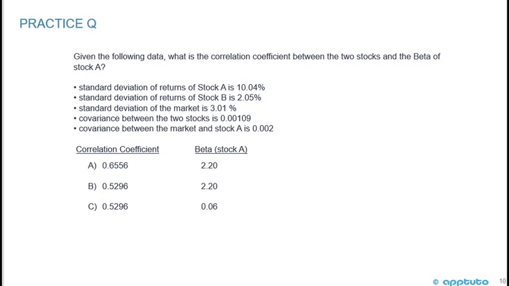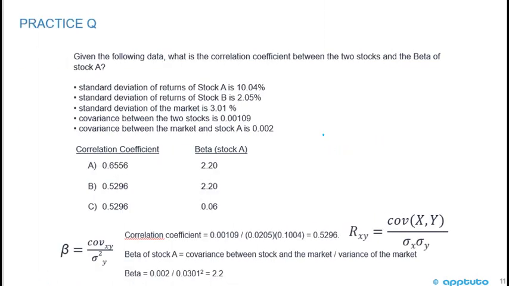where the correlation coefficient between the two stocks is 0.5296, and the beta of stock A is 0.06. So you can see if you calculated the beta of stock A as being 0.06, the answer would have to be C. Likewise, if you calculated the correlation coefficient between the two stocks as 0.6556, the only correct answer could be A. Okay, I really like this question to end the LOS because speed is a skill. Skill gets rewarded. You have to know a couple of formulas and you have to crank them out fairly quickly.